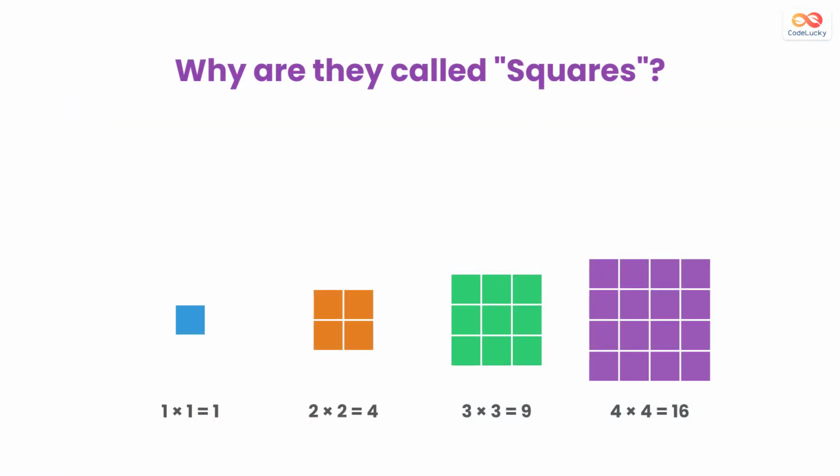The name perfect square comes from geometry. If you have a square shape, the number of smaller units inside it is always a perfect square number. A 1 by 1 square has 1 unit. A 2 by 2 square has 4 units. A 3 by 3 square has 9 units. And a 4 by 4 square has 16 units. See the pattern growing.